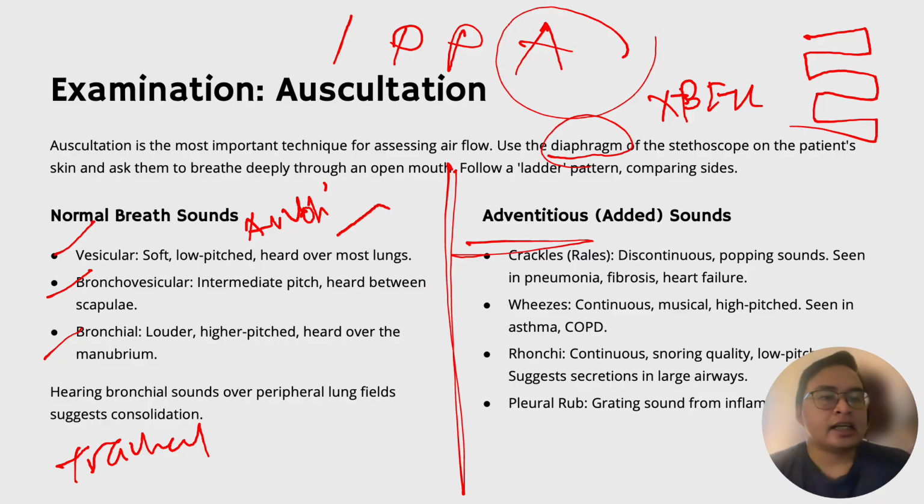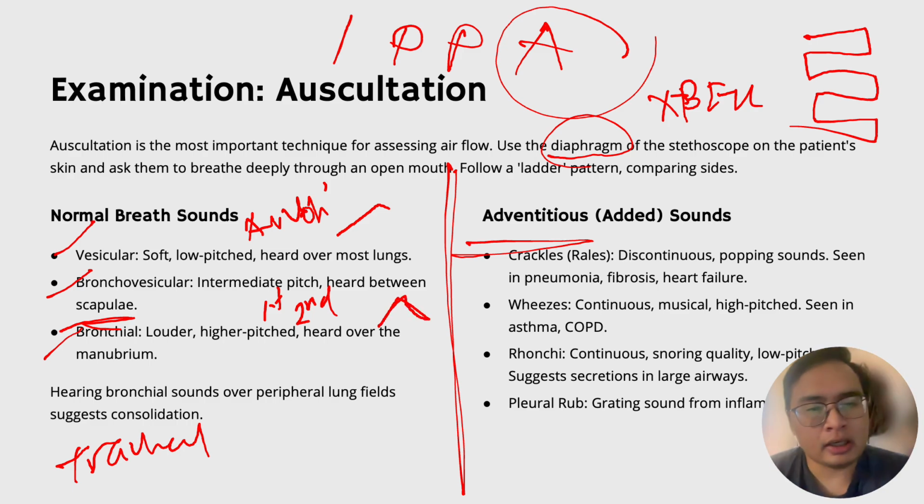In contrast, bronchovesicular breath sounds could be heard over the first and second intercostal spaces anteriorly, as well as between the scapulae posteriorly. It's intermediate in pitch, so it's slightly higher than vesicular sounds, but here the inspiratory part and the expiratory part are almost equal.